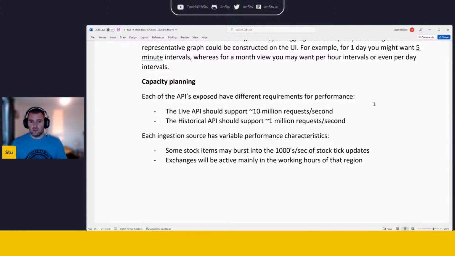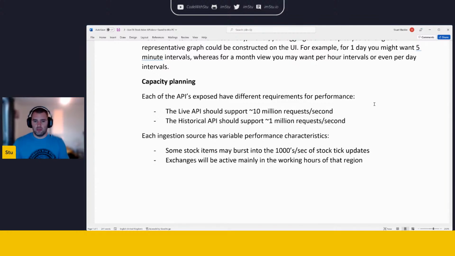So each ingestion source has variable performance characteristics. Some stock items may burst into thousands per second. So think busy stock symbols like Apple or something like that. It's going to be high throughput, very bursty in nature, something we just need to take into account.